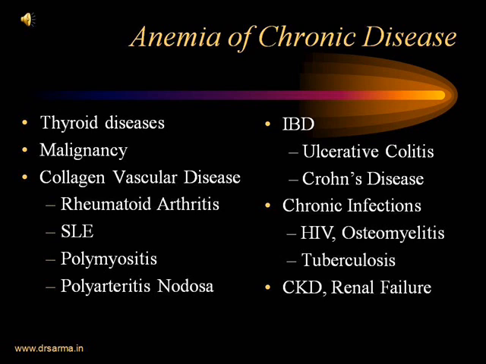Inflammatory bowel diseases, ulcerative colitis, Crohn's disease, chronic infections, HIV, osteomyelitis, tuberculosis, chronic kidney disease, renal failure, all of these conditions end up in anemia, and such anemia is usually normocytic, normochromic in nature.